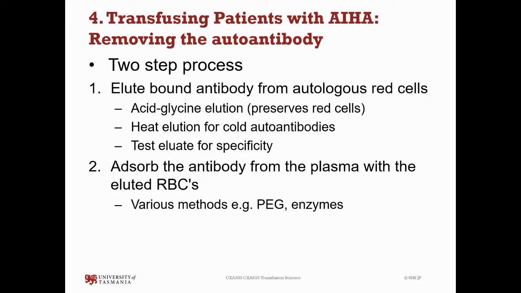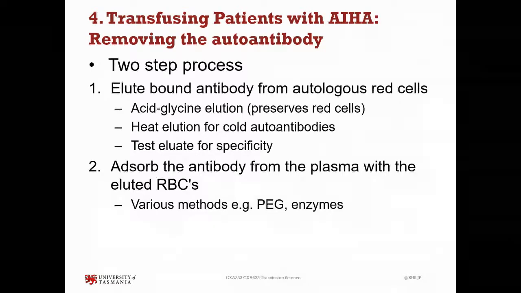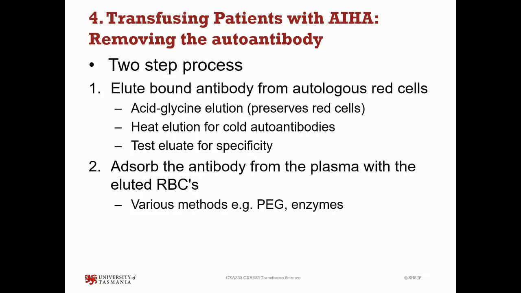The acid glycine elution is the method that's most commonly used because it tends to work best. And the heat elution is used for cold autoantibodies, but you can also use a freeze-thaw method for the warm autoantibodies. I'm getting confused. The heat elution method, I don't know why that's got cold autoantibodies there, because you use it for warm autoantibodies as well. You do a cross match at 37 to get rid of cold autoantibodies. And then you test the eluate for specificity.